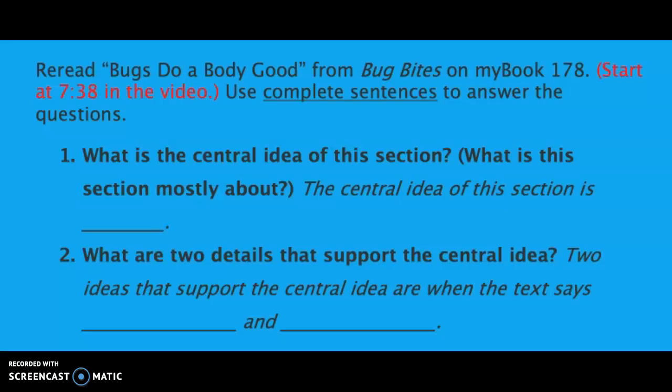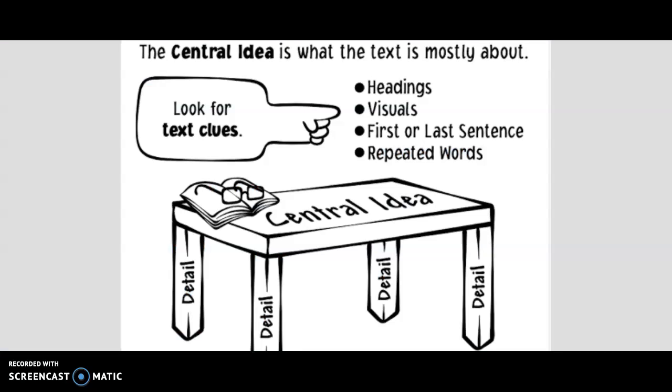So we've looked at this picture before. When you're thinking about central idea, you can think about it as a table. So the central idea would be the top part of the table. That's the part of the table that has got the most on it. Central idea has to do with what something is mostly about. The details are the support. Those are the pieces, the facts that help you know what the central idea is.